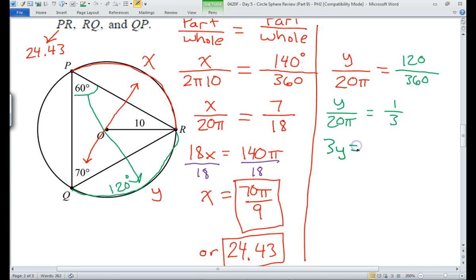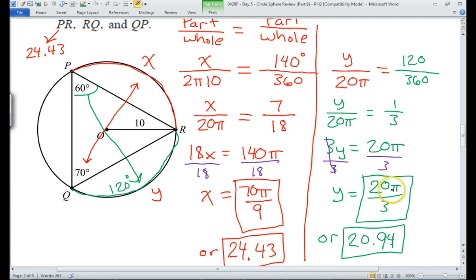Cross multiplying gives us 3y equals 20 pi. If we divide both sides by 3, then that's basically going to give us the answer. If they want us to leave our answer in terms of pi, it would be 20 pi over 3. If they want a decimal, that turns out to be 20.94. So now we have found the length of arc RQ, 20.94.